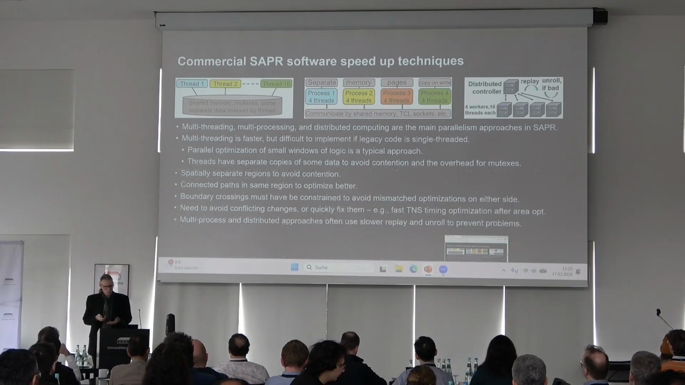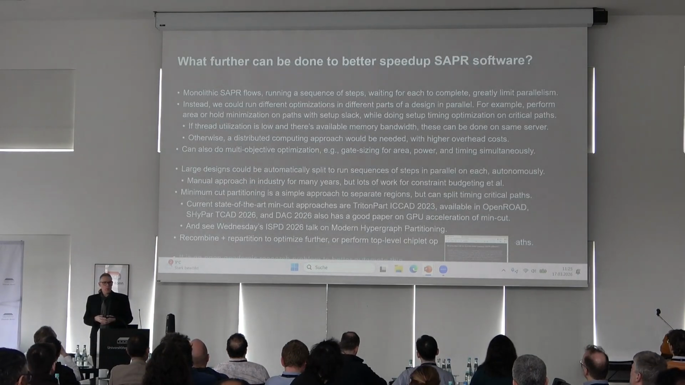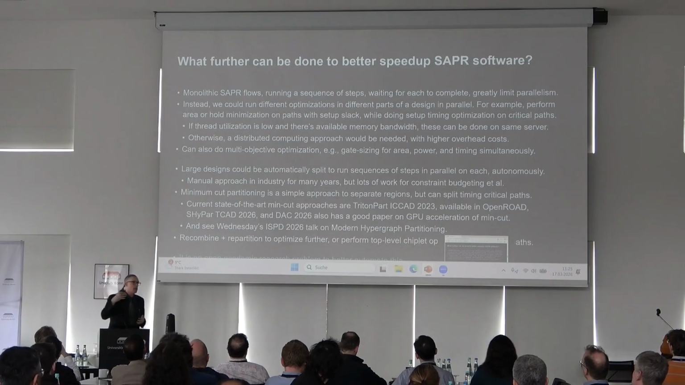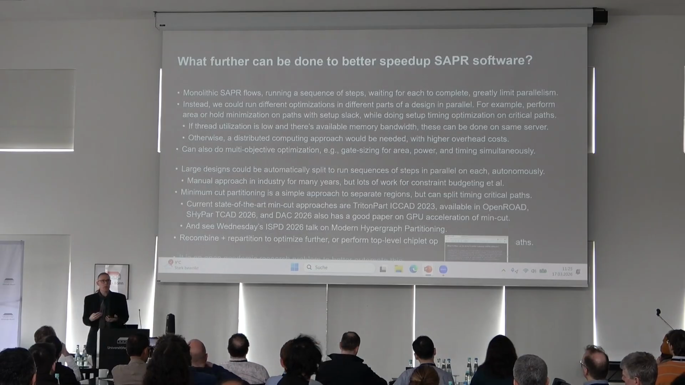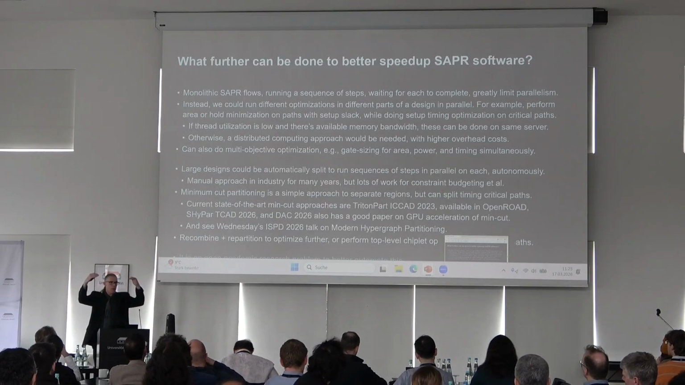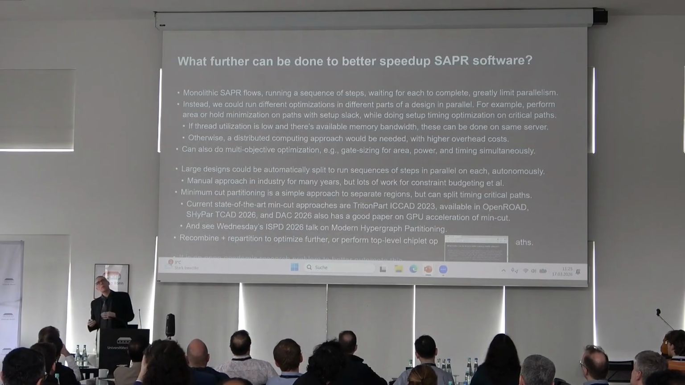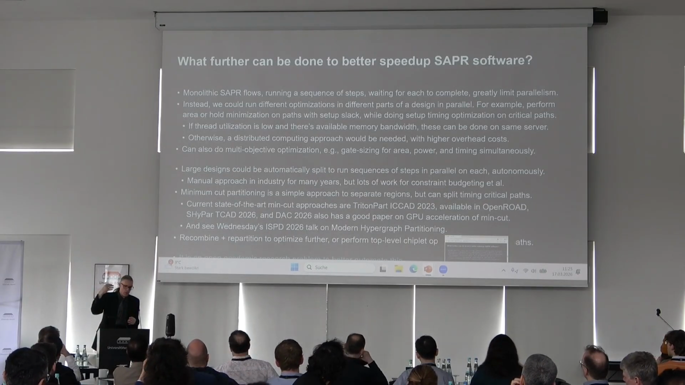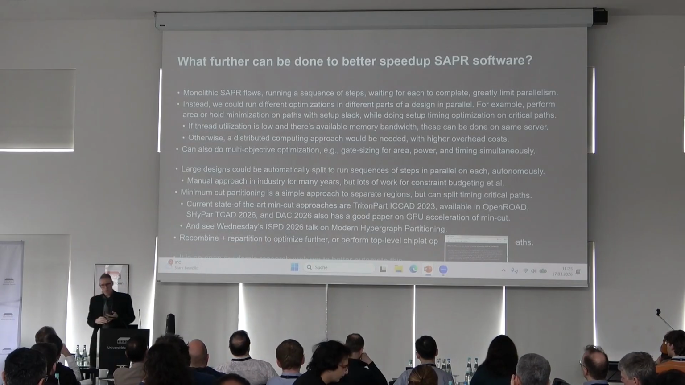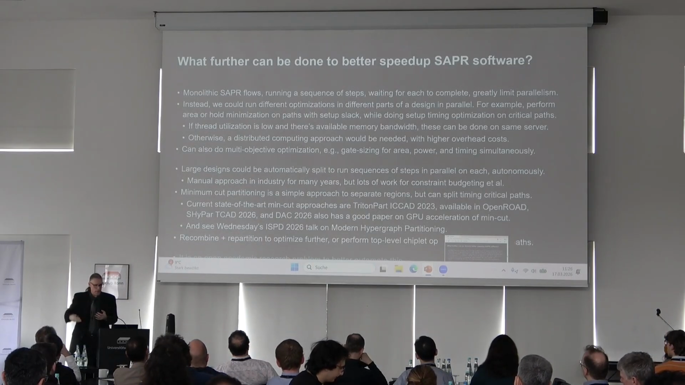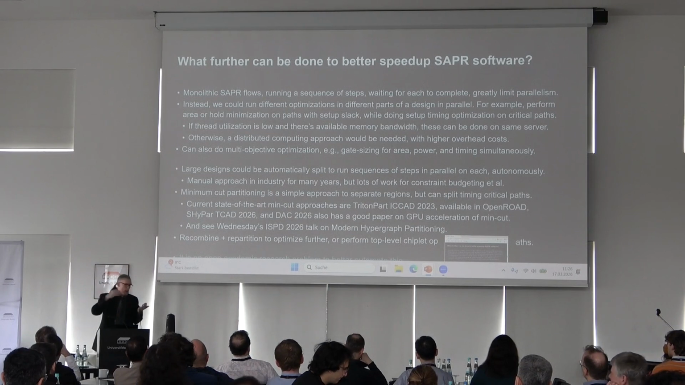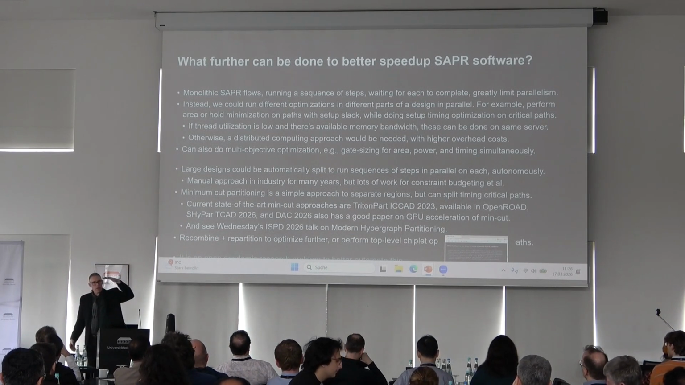So taking a look beyond what is done today in commercial software, what can we do? Well, there's a fundamental problem with the way flows work today. They're a monolithic sequence of flow steps. I'm going to do global placement. Now I'm going to do high fan-out synthesis, global routing, buffering, and so forth, gate sizing, and I will do timing optimization and then area optimization and so forth, but each of these are typically discrete steps.